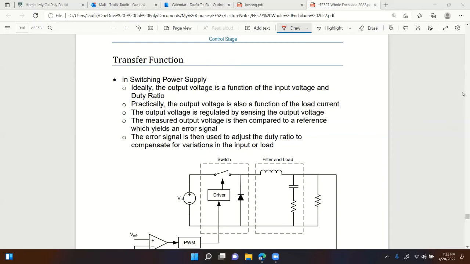Okay, as you already know, another way of modeling our circuits or systems in general would be to use a transfer function. So, the transfer function for DC to DC converters. In DC to DC converters, ideally the output voltage is a function of the input voltage and the duty ratio. And practically speaking, the output voltage is also a function of the load current, right?